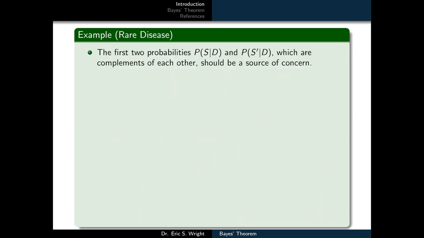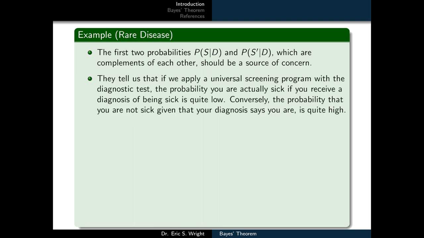The first two probabilities, P of S given D and P of S complement given D, which are complements of each other, should be a major source of concern. They tell us that if we apply a universal screening program with the diagnostic test, the probability that you are actually sick if you receive a diagnosis of being sick is quite low. Conversely, the probability that you are not sick, given that your diagnosis says you are, is quite high. In other words, you are far more likely to be healthy than sick if you have a diagnosis that says you are sick.